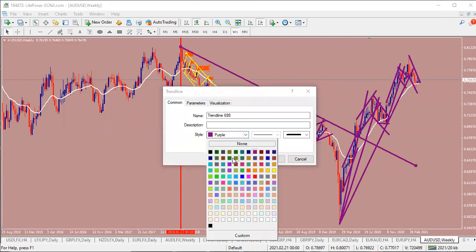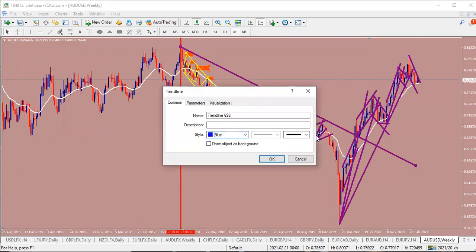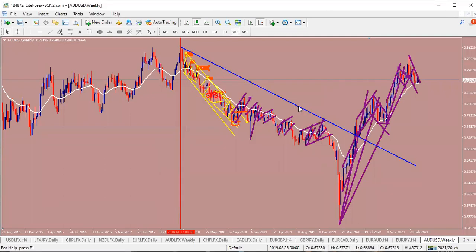Trend line properties, blue. I can draw something like this from the weekly time frame. Are you seeing it? Like this. I'll tell you my blue areas at the weekly time frame trend line levels. Can you see?